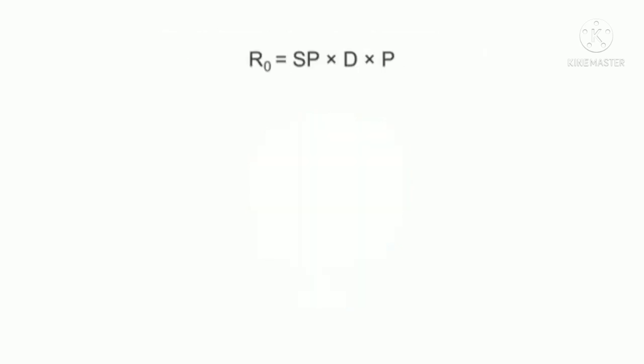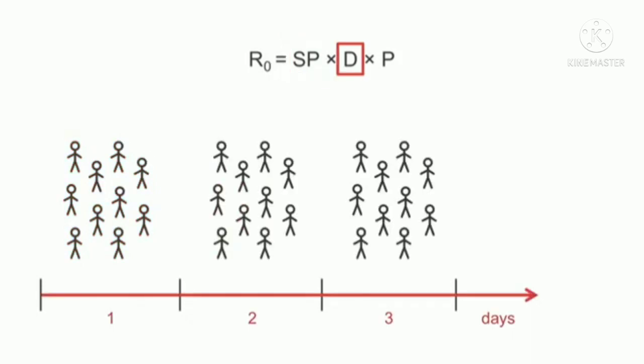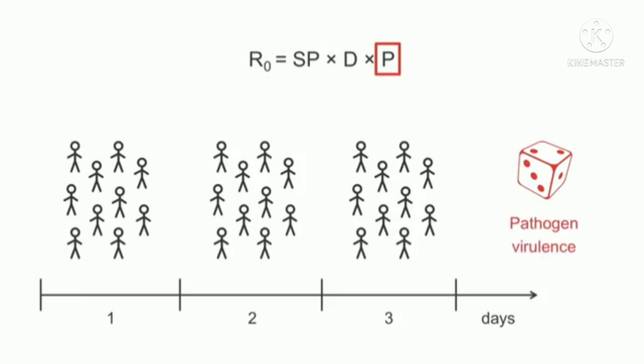Here's a quick formula how you can think of R0. It basically depends on the susceptible population that an infected person is going to encounter per time unit, let's say per days, times the average duration of infectiousness in days, times the average probability that transmission will take place per unit of contact. So each time an infectious individual interacts with another susceptible person, which is largely a measure of pathogen virulence, the ability of a pathogen to cause disease.